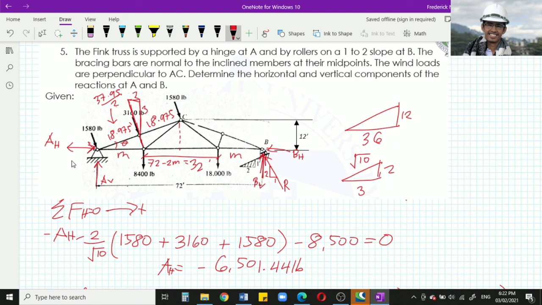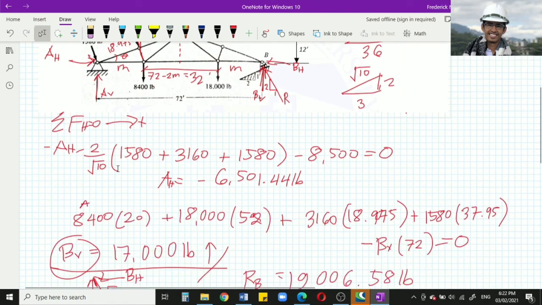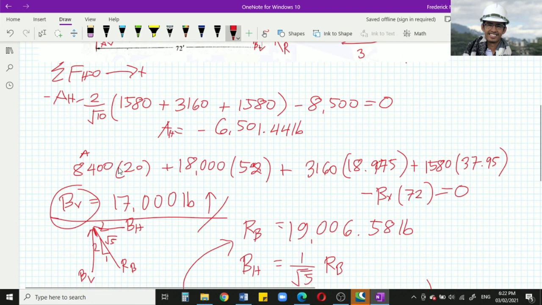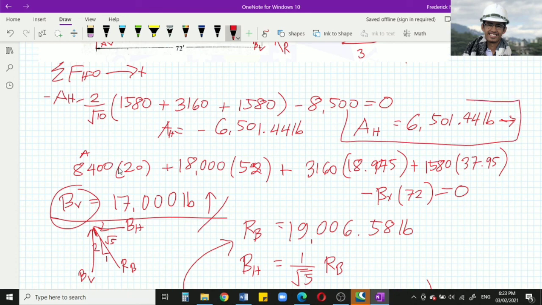kaya dapat yung direction ng AH natin is papunta sa right side. Okay. So hindi siya papuntang left side. So papunta siyang right side. So AH, so yung AH natin, AH will be equal to 6,501.44 pounds going to the right side. So this will be our AH. Okay.